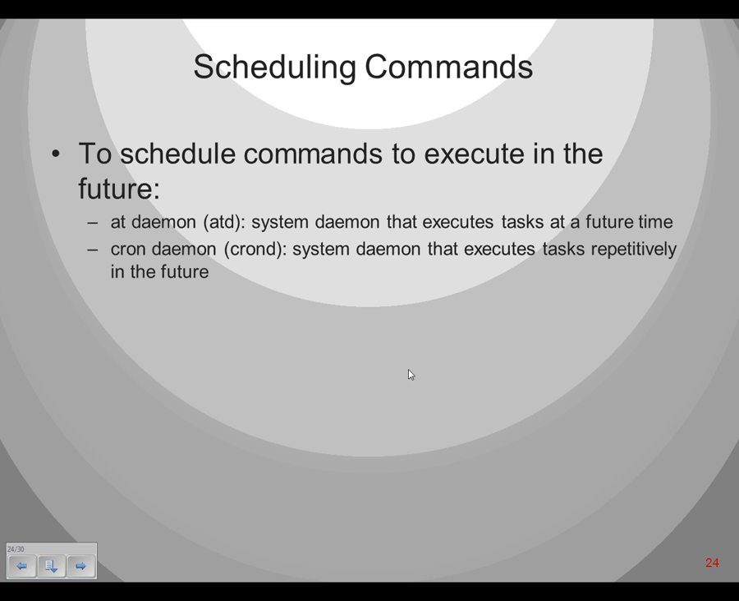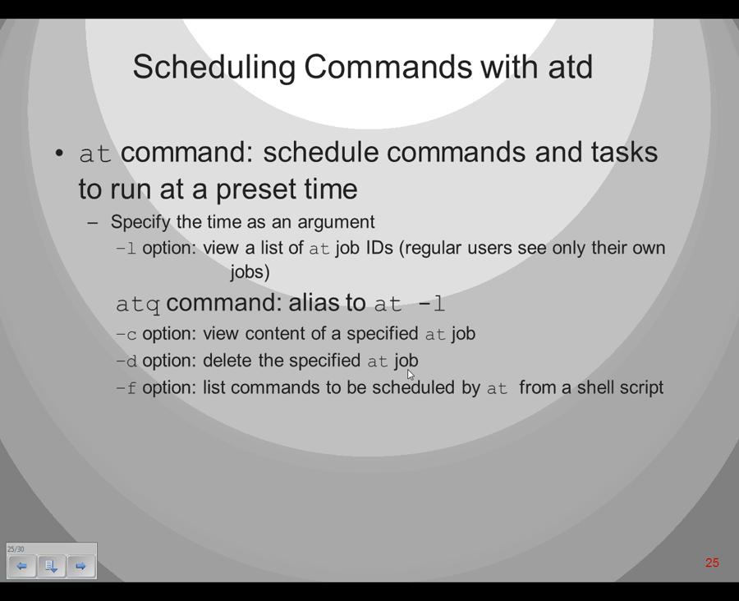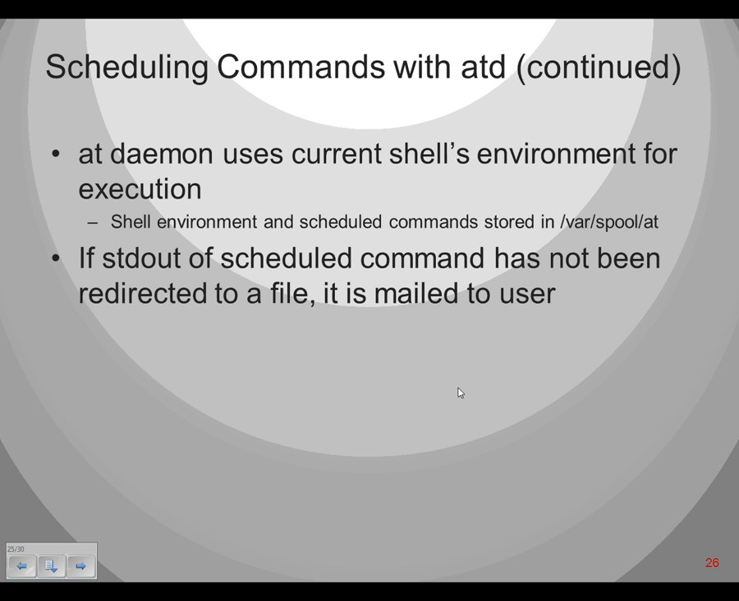The AT daemon is the system's daemon that executes tasks at a future time. The CRON daemon is the system's daemon that executes tasks repetitively in the future. The AT daemon schedules commands and tasks to run at a preset time. And you can see here on the screen where you can actually go in and set those commands up. The AT daemon uses the current shell's environment for execution.